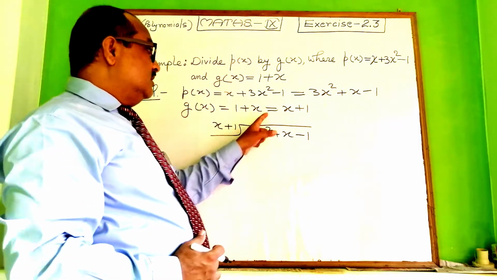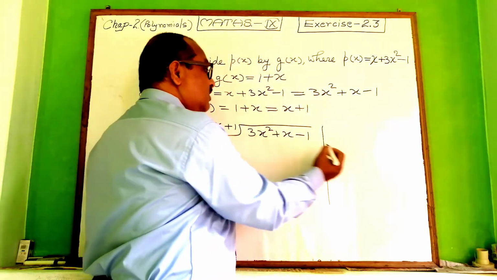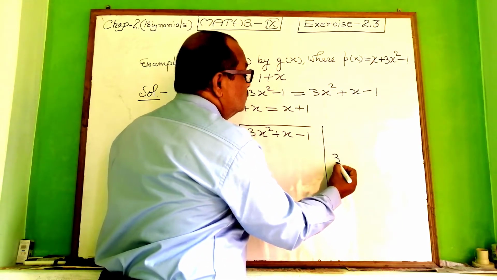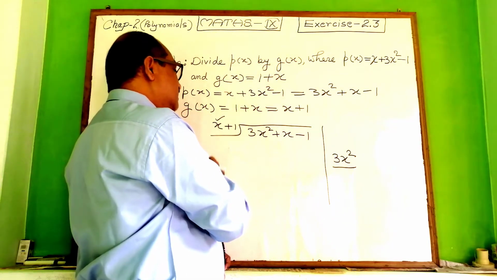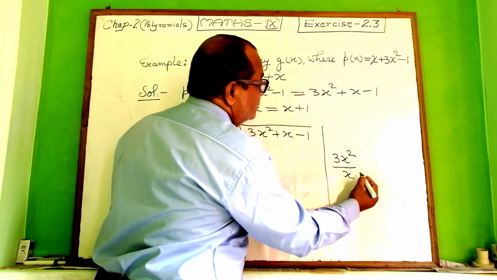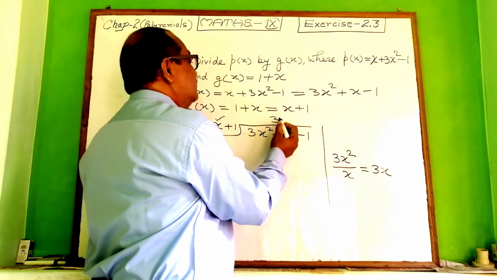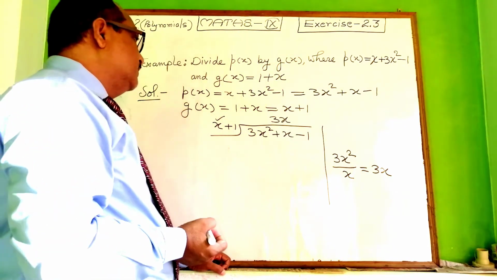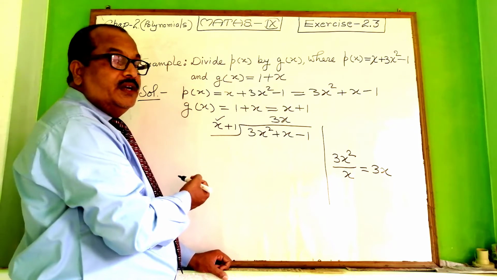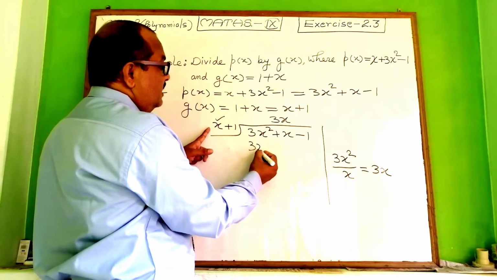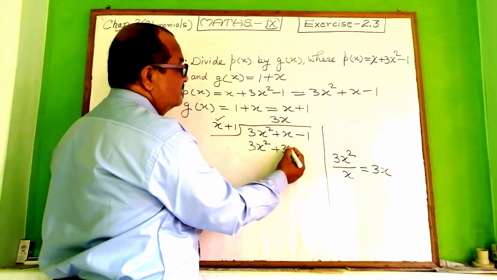So students, for the first term of the quotient we can find it from the first term of the dividend. We will take 3x square and divide by the first term of the divisor, that is x. It will give you 3x. So first of all you will write here 3x. Now multiply 3x by each term of this divisor. You can see it will give you 3x square, and 3x multiplied by 1, so plus 3x.